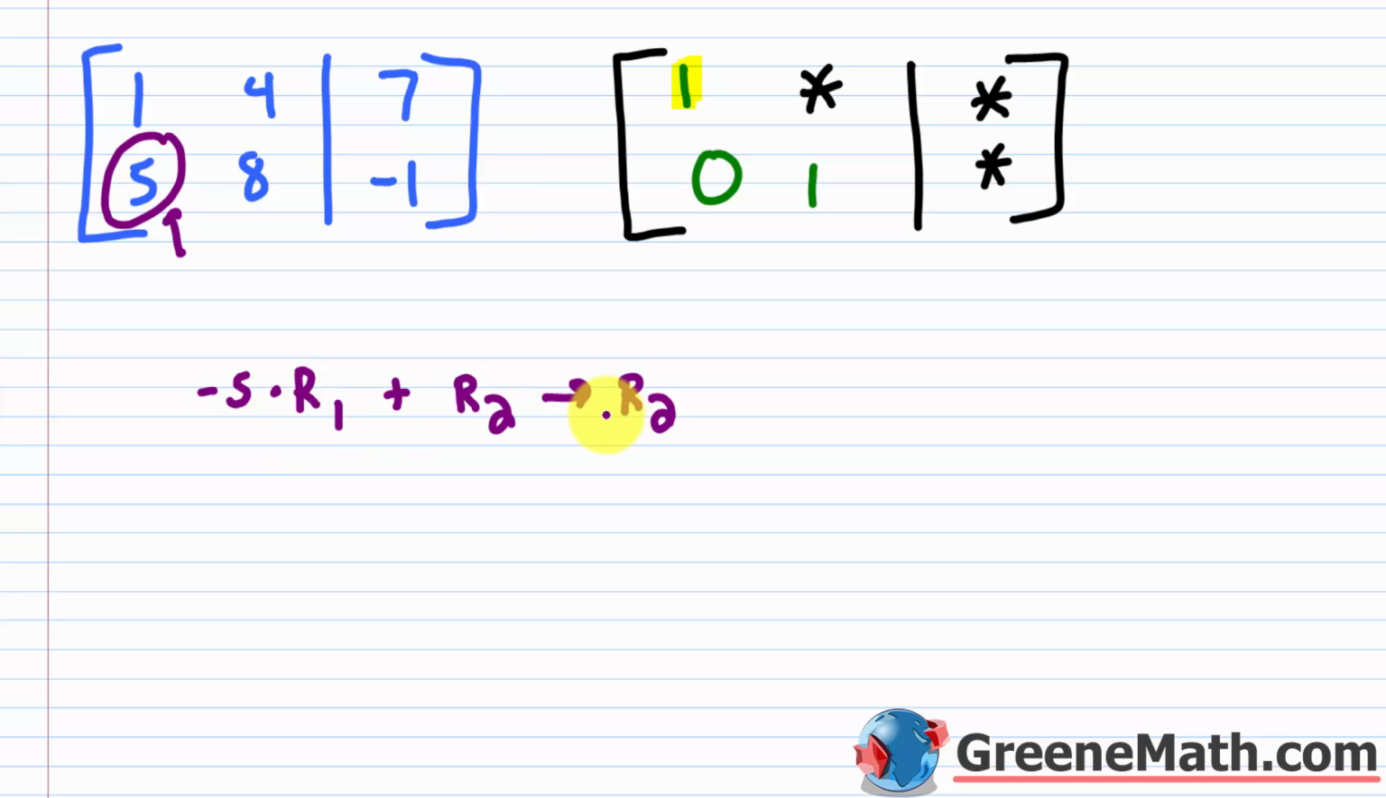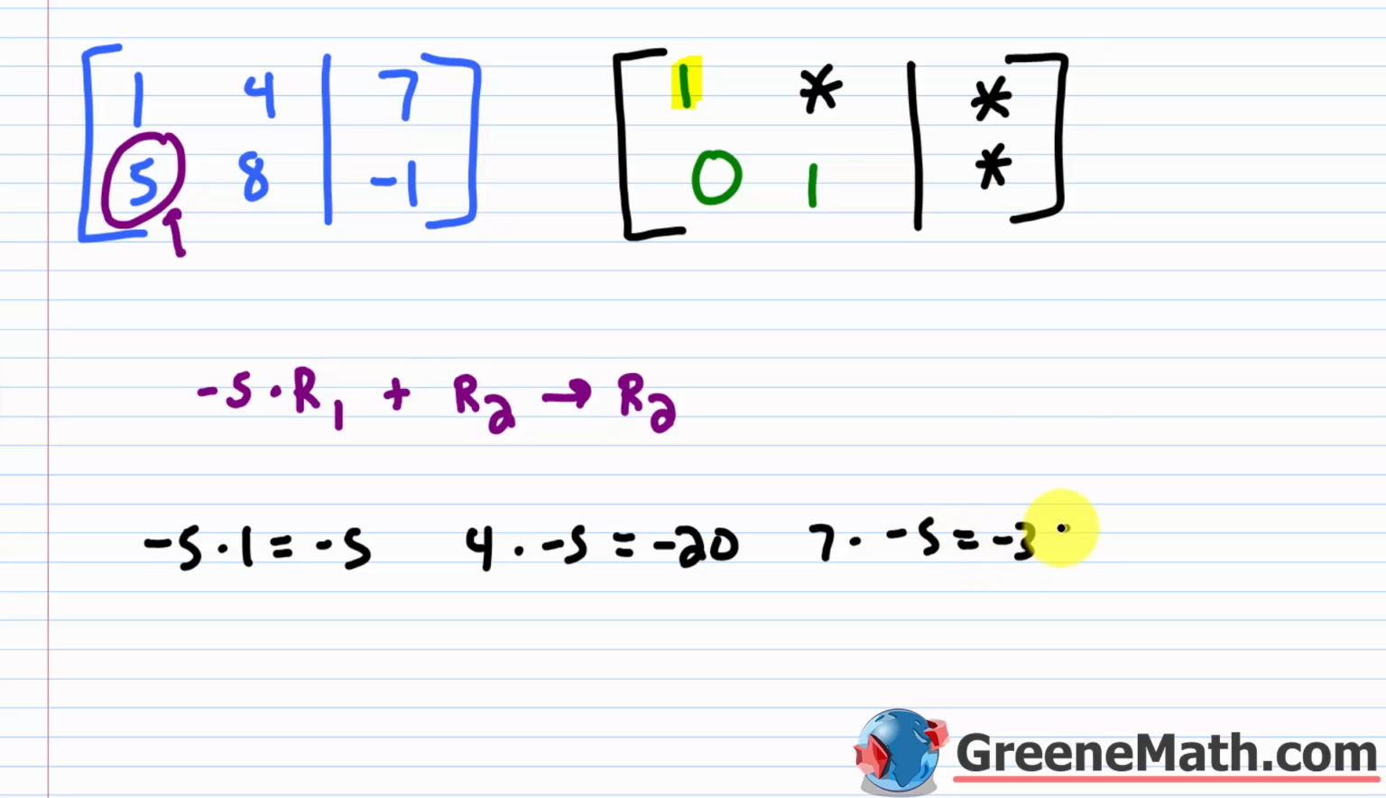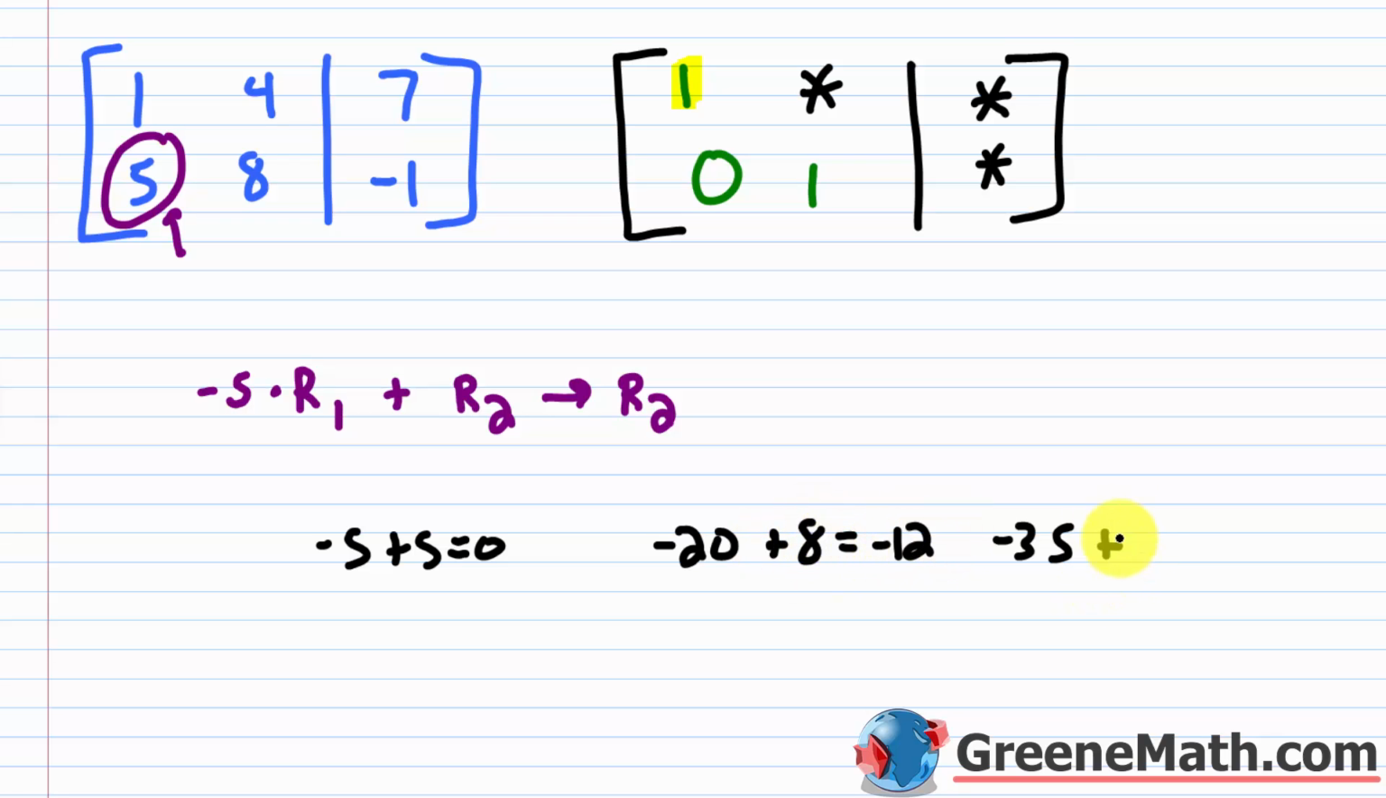So again, when you first see this, it's a bit confusing, but after you work enough examples, it becomes pretty easy. So if I take -5 and multiply it by everything in row 1, -5 times 1 is -5. Then 4 times -5 is -20. And then we have 7 times -5, which is -35. Okay, so I'm going to now add these values. Let me just take those results. -5 plus 5 is 0. -20 plus 8 is -12. And -35 plus -1 is -36.